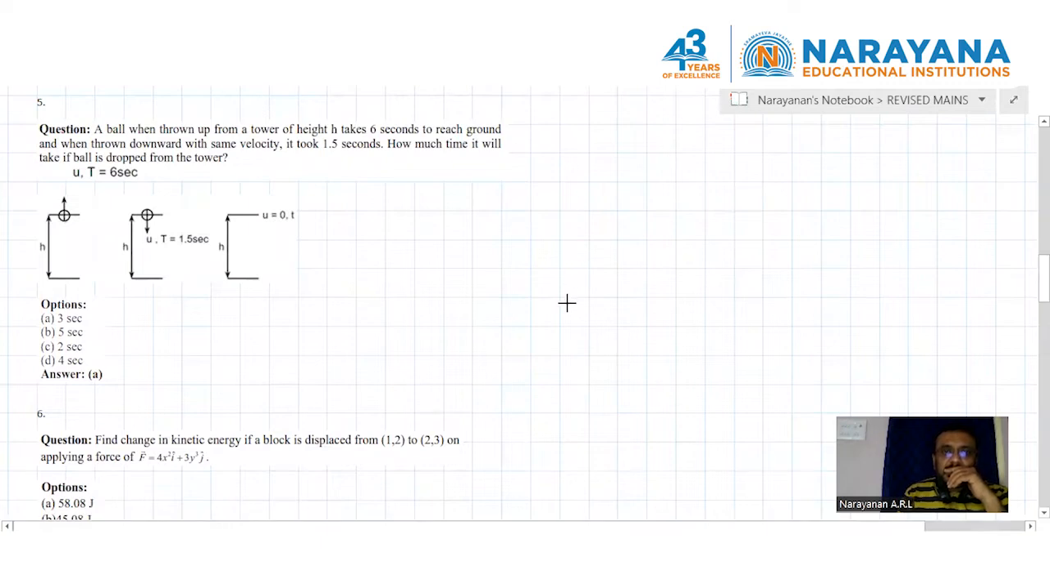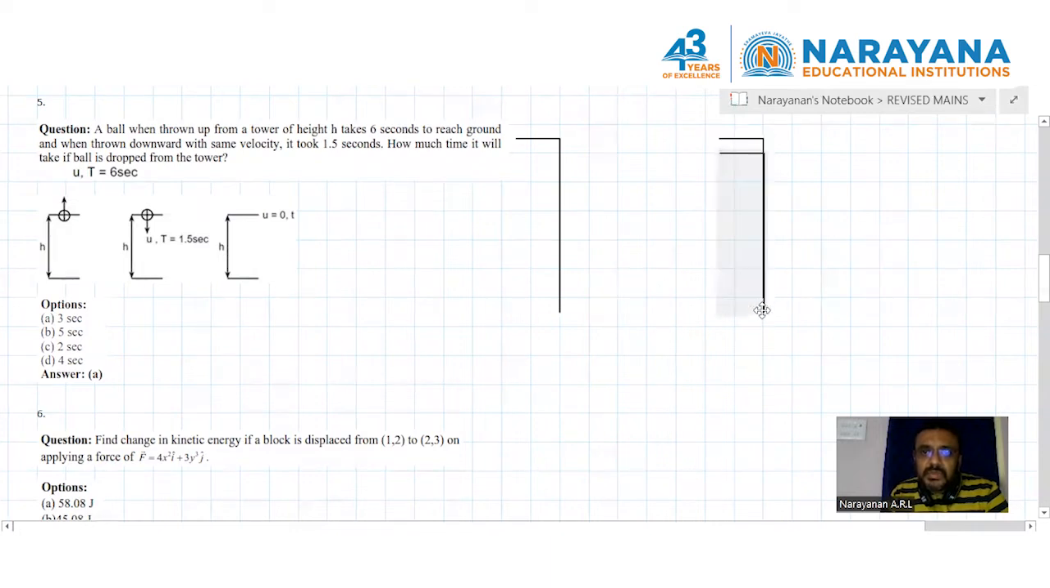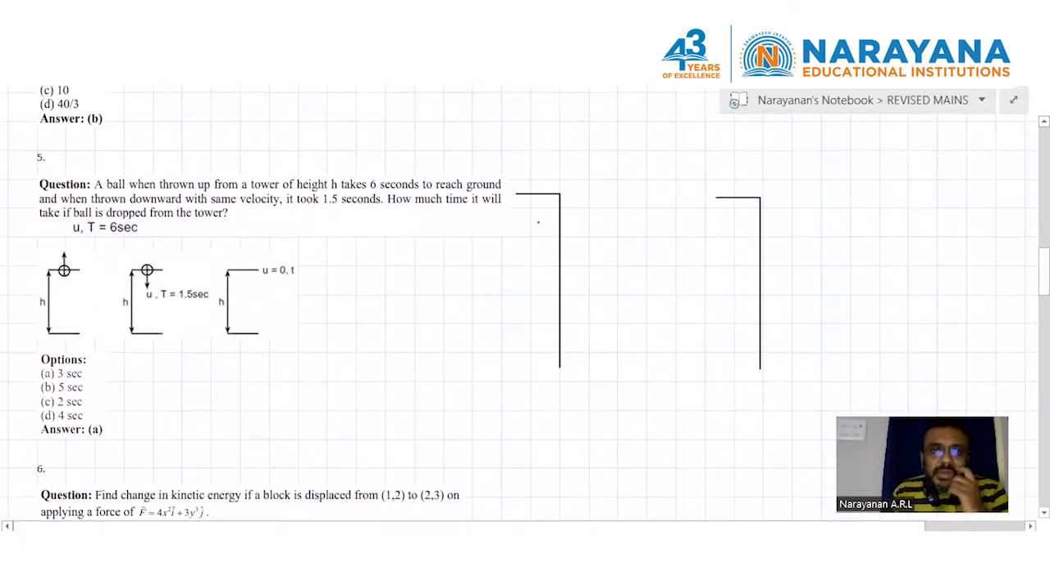From the top of a tower, a particle is thrown up and one more particle is thrown down from the same tower. One particle is projected vertically up, so it goes to maximum height and reaches the ground. And one more particle is thrown down like this.